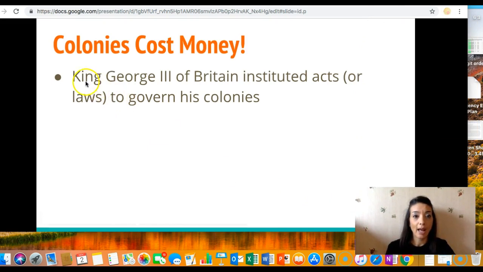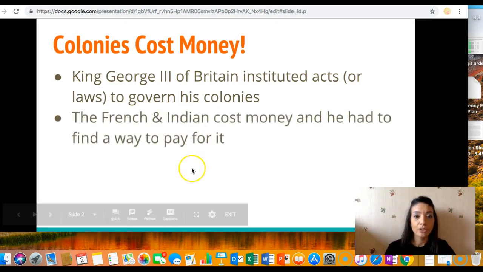So the King of Britain is named King George III, and he instituted acts. Now, instituted means that you put into effect. Acts can also be called laws. So King George III of Britain instituted acts to govern his colonies. And that's what this lesson is going to be about, the Intolerable Acts, or the intolerable laws.